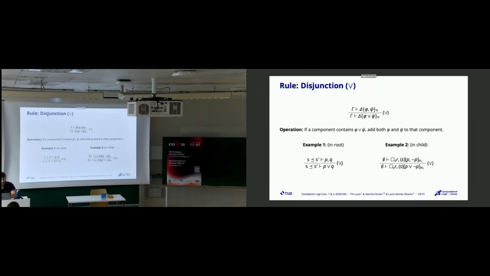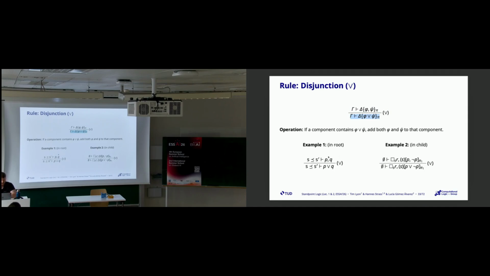Okay, so that was the ID rule. Let's now look at the next rule in our system, which is the disjunction rule. And the way the disjunction rule works is it takes a nested sequent where we have two formulae, phi and psi, occurring in some component in one of these multisets. And what the disjunction rule lets you do is it just lets you add a disjunction between these two formulae. That's the whole operation of this rule.